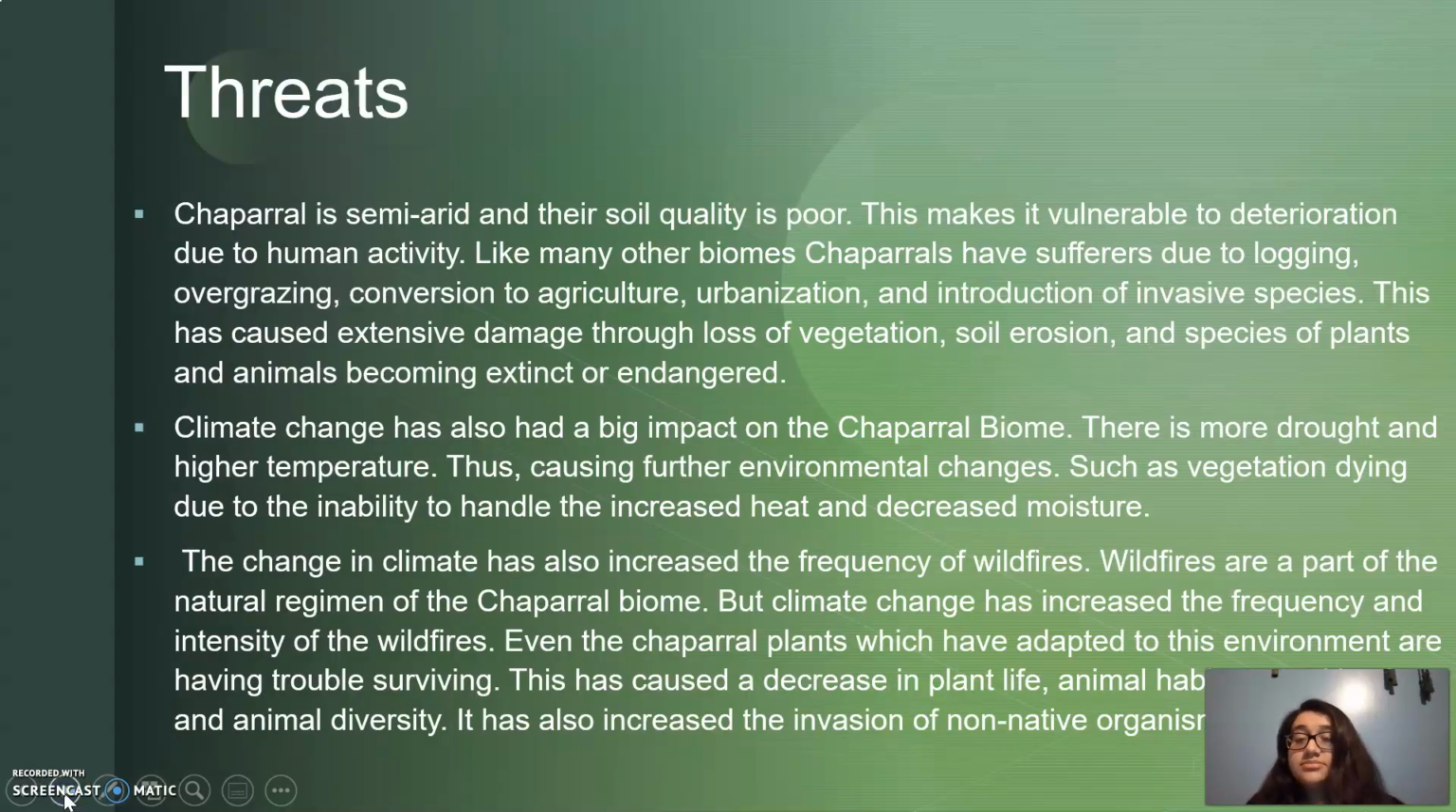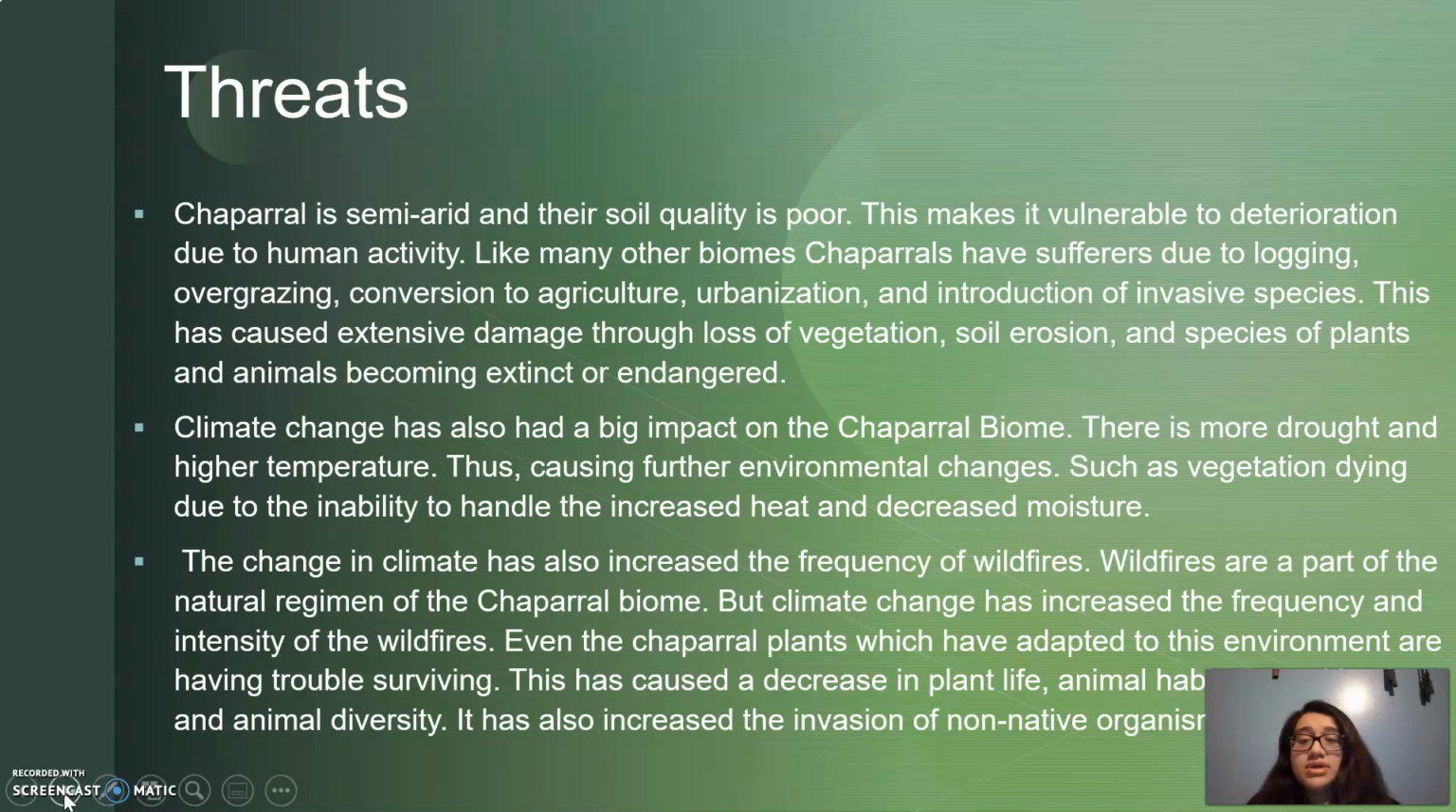The threats. Chaparral is semi-arid and their quality is poor. This makes it very vulnerable to deterioration due to human activity. Like all the other biomes, the chaparral has suffered due to logging, overgrazing, conversion to agriculture, urbanization, and introduction of invasive species. This has caused extensive damage through loss of vegetation, soil erosion, and species of plants and animals sadly have become extinct or endangered. The human activity has clearly affected the chaparral.